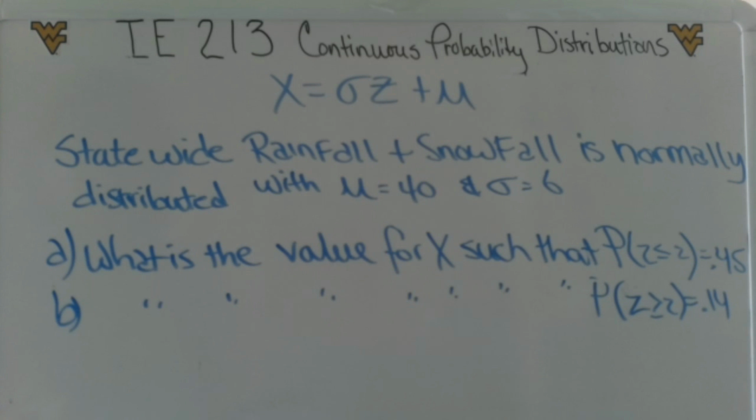Okay, so let's look at this. We have a statewide annual rainfall plus snowfall in one of the U.S. states that is normally distributed with a mean of 40 and a standard deviation of 6. So what is the value for x such that the probability that big Z is less than or equal to little z is 0.45, and what is the value for x such that z is greater than or equal to little z is 0.14.